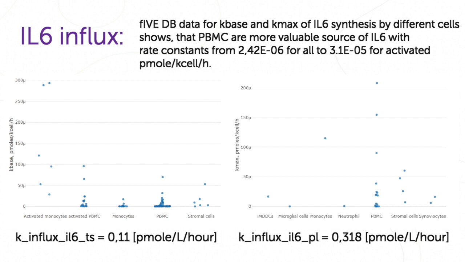5dB data for interleukin-6 synthesis rates shows that other cells in plasma and tissue are more valuable sources of interleukin-6 than neutrophils. So we added additional influxes of interleukin-6 in plasma and tissue to describe the steady-state values of interleukin-6 without describing synthesis by other sources.